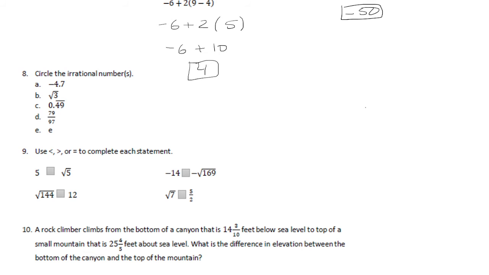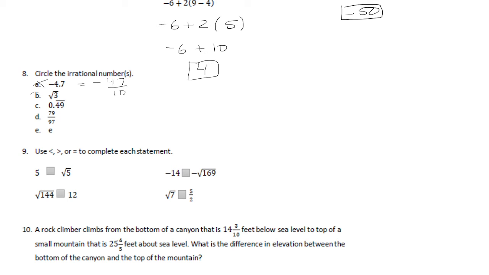8, let's circle the irrational numbers. So for part A, this is a decimal that stops, so this can be expressed as a fraction. This will just be negative 47 over 10. So this one is rational.